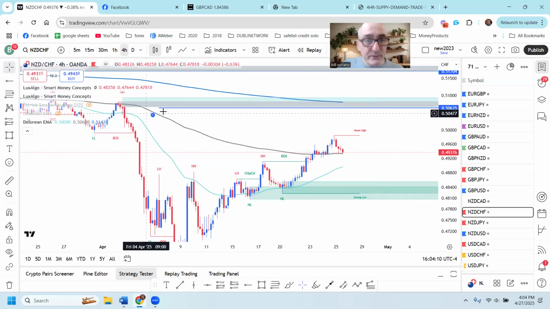NZD-CHF. This is bearish, and we have this zone right here. And we've extended that zone to include the wick from that candle right there.